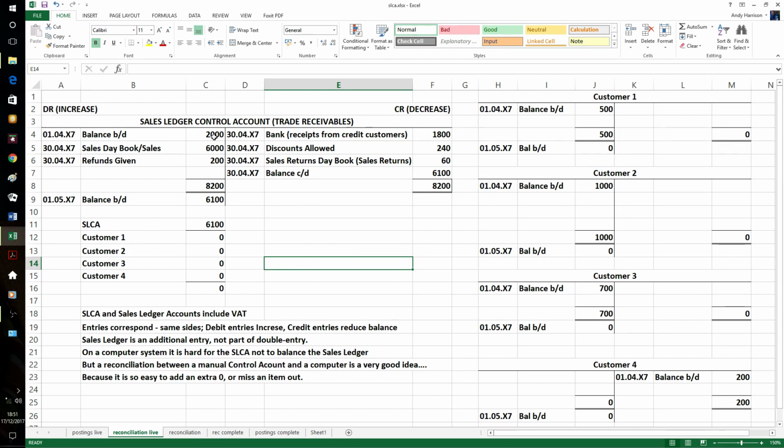So the £2,000 at the start of the month was the balances brought down on our 4 customers' accounts. £500 from customer 1, £1,000 from customer 2, £700 from customer 3. That actually adds up to £2,200, but customer 4, the one that we gave the refund to, we owed £200 to. That will be for goods that have been sent back having been paid for, or possibly we overcharged them. So we're going to use the same numbers, assuming they're coming off the same day books, and put the items in. I'm going to make life easy by splitting the sales 3 ways.